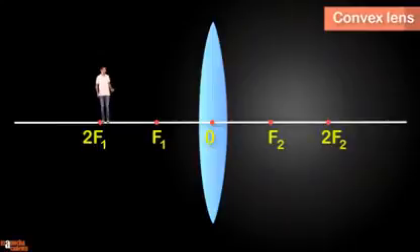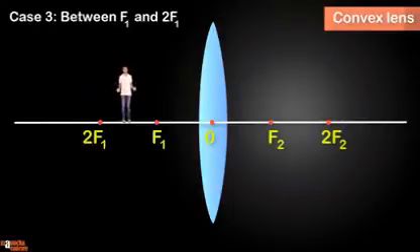Now I'm going to move closer to the lens. So we have our case 3 here, where the object is between f1 and 2f1. I would suggest you to pause the video here, draw the ray diagram, and try to find the image yourself. Also write down the properties of the image formed.